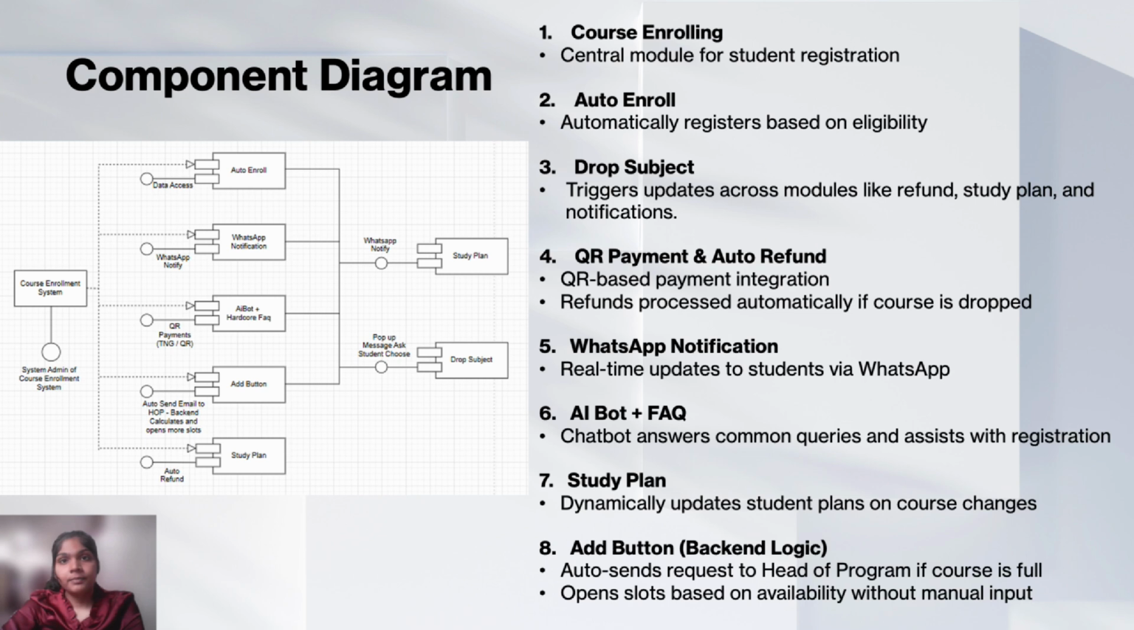Communication is improved through the WhatsApp notification component, which sends updates about registration and schedule changes directly to the students. The AI-bot plus FAQ provides chatbot-based assistance for common issues, cutting down the need for staff involvement. The study plan module updates student schedules automatically when courses are changed. Lastly, the back-end logic behind the add button sends a request to the head of program if a course is full and can open new slots automatically. Together, these components create a smarter, more automated enrollment system.